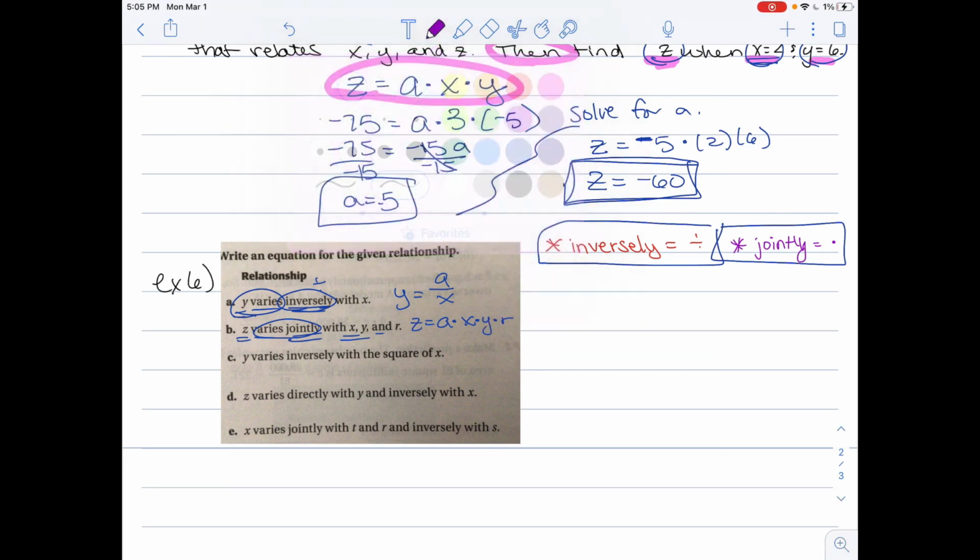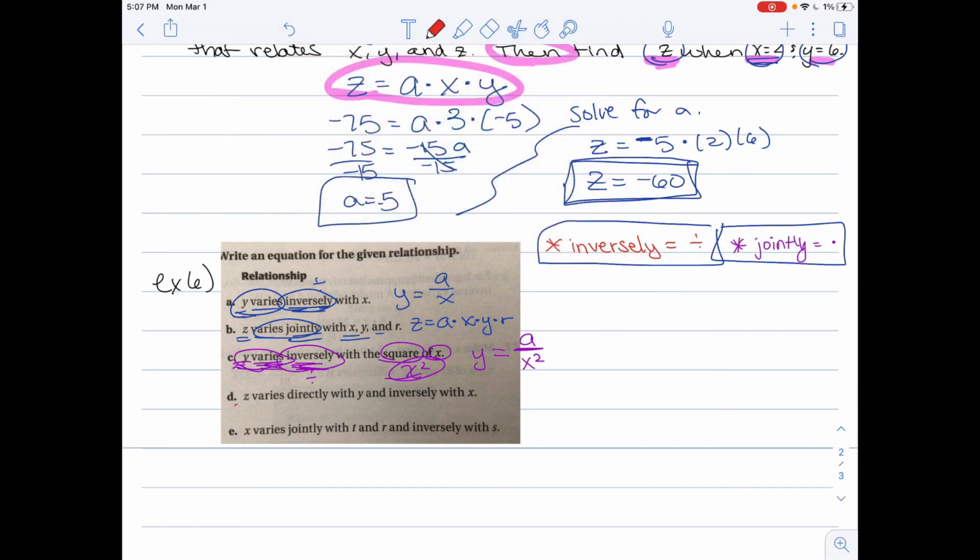Lastly, if y varies inversely with the square of x. So keep in mind, the square of x is x squared. So y varies inversely, that means division. So we're going to say y equals a divided by the square of x, which is x squared.